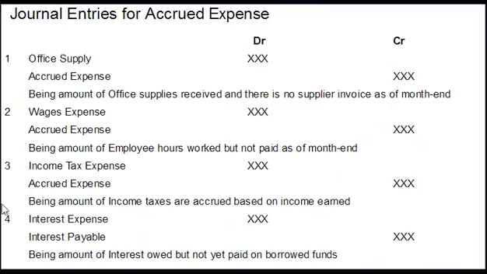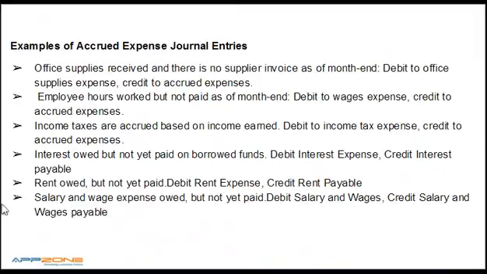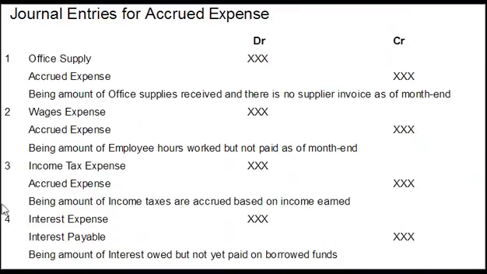So let's look at the third scenario. The third scenario is income tax accrued based on income earned. Do you see? So let's look at how we treat it. Income tax expense is going to be debited, and accrued expense is going to be credited. So do you see the narration? Being amount of tax that is accrued based on income earned. So these are the journal entries.